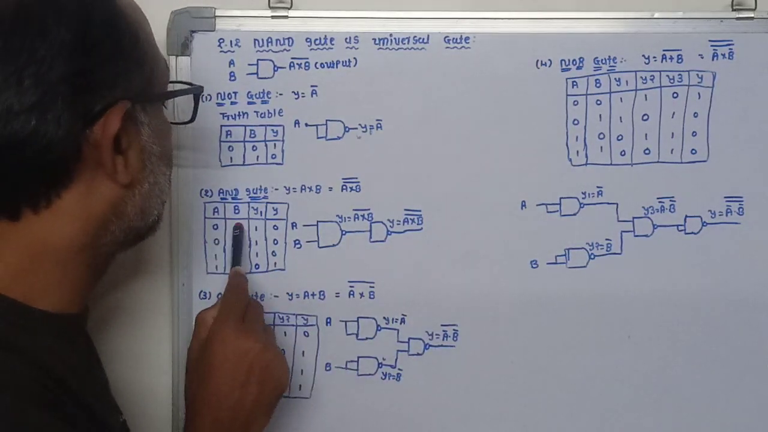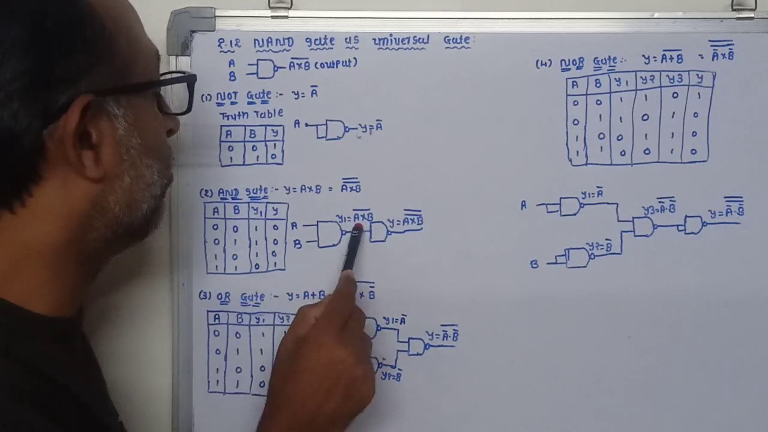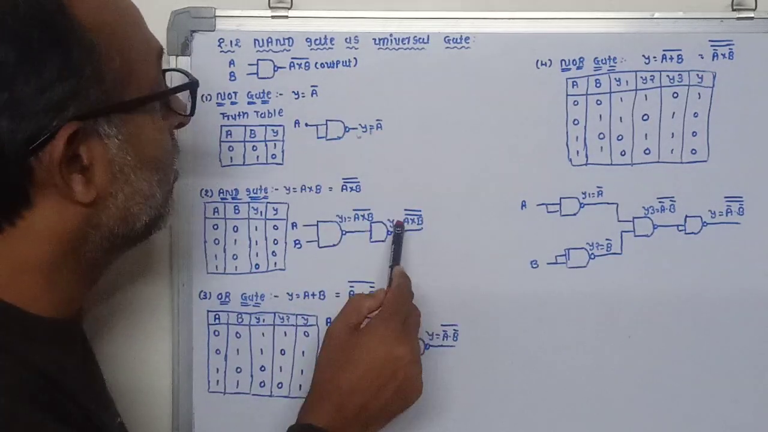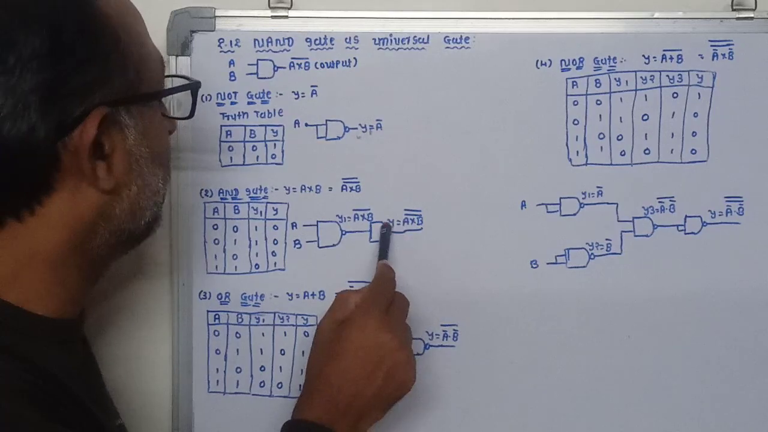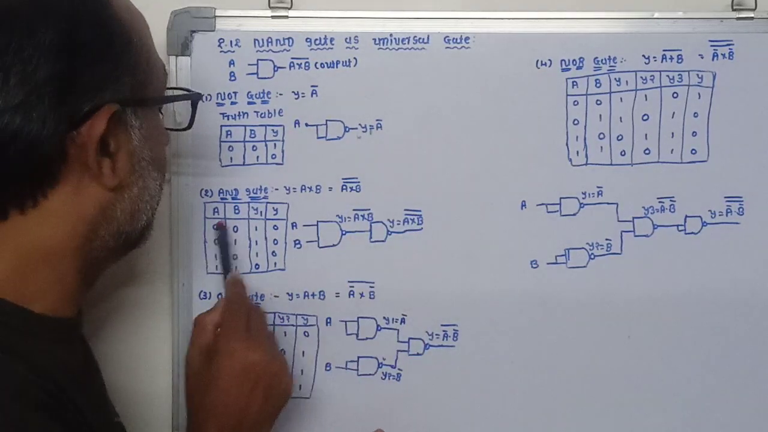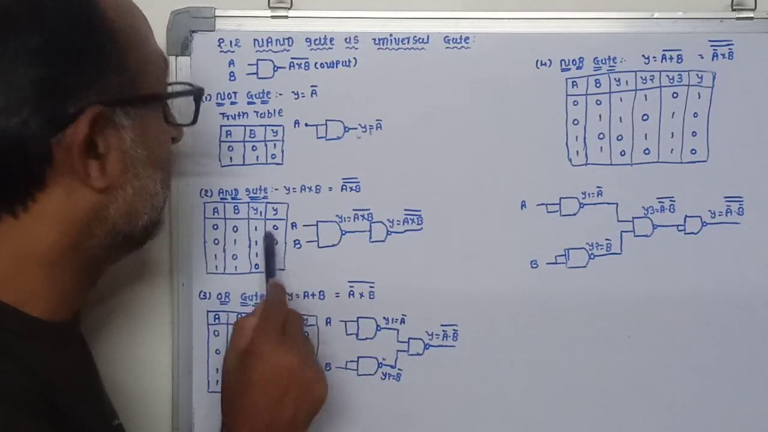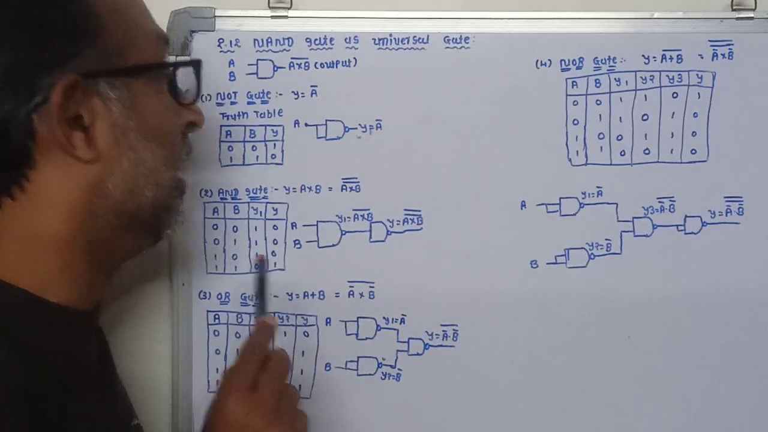If we apply 0 0 here, we will get one output here. Further it is inverted by this gate and we will get 0 output. Now you can put the value and check this condition. You will get the same answer.